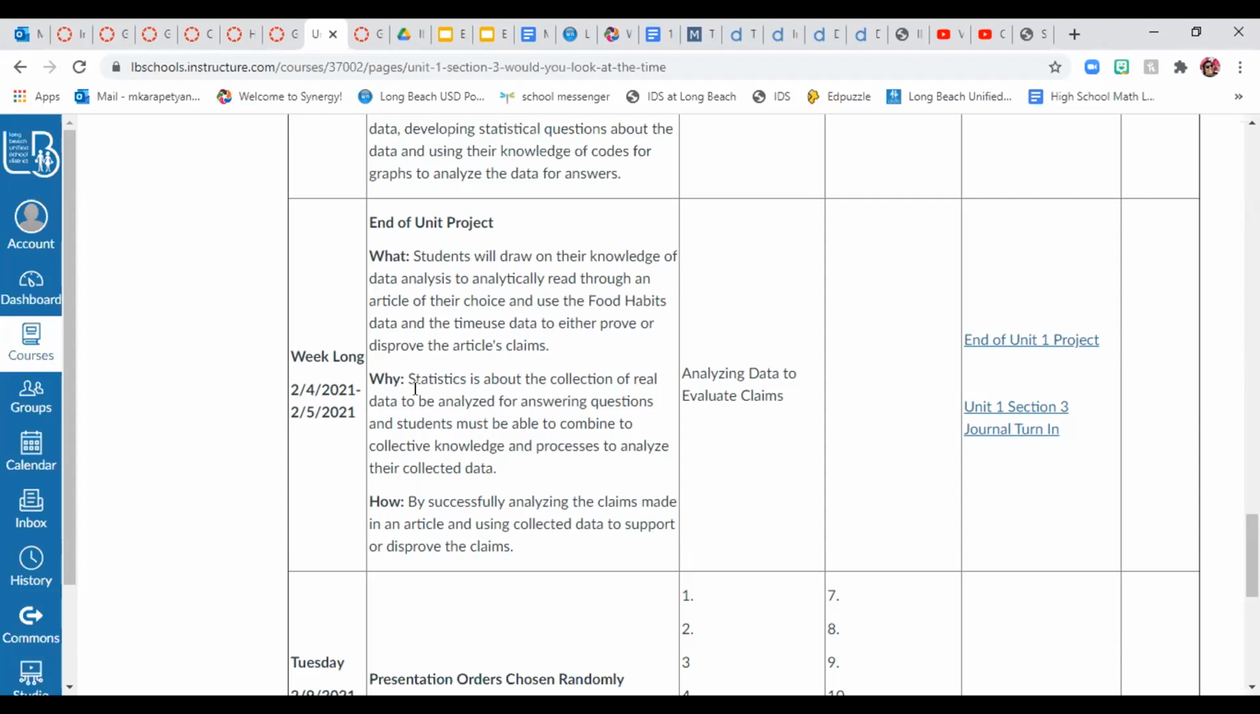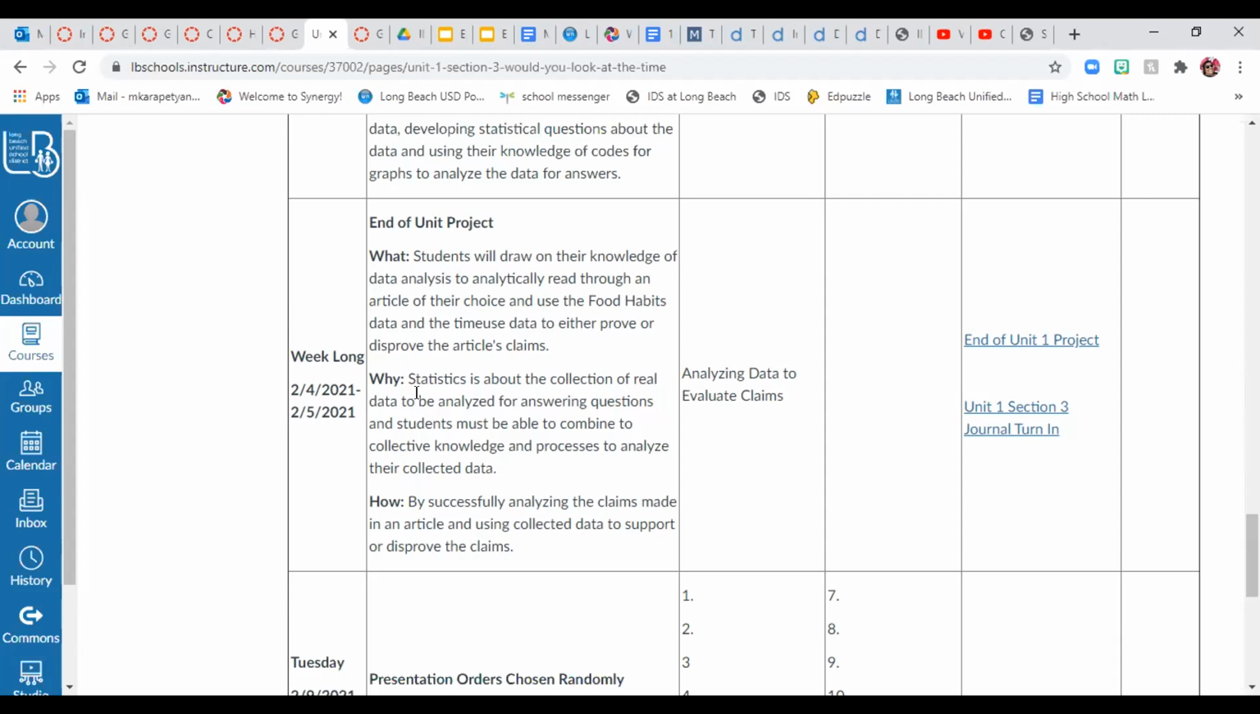You're going to be essentially doing this because statistics is about the collection of real data to be analyzed for answering questions, and students must be able to combine their collective knowledge and processes to analyze their collected data. How are you going to show me that you understand the project? Well, you're going to successfully analyze the claims made in an article, and then you're going to use our collected data to support or disprove the article's claims, okay?